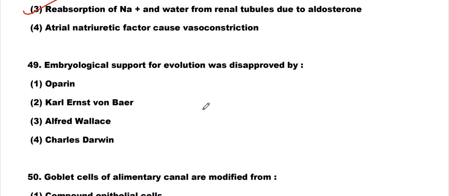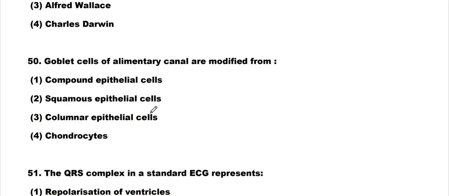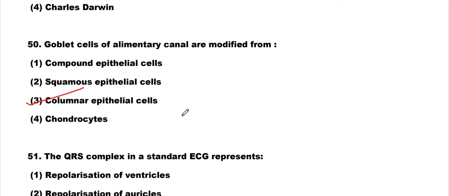Next, embryological support for evolution was disproved by. The straight away answer for this is Von Baer. Next, goblet cells of alimentary canal are modified. Goblet cells are nothing but the mucus secreting cells, and these goblet cells or mucus secreting cells are the columnar epithelial cells, which are simple columnar epithelial cells. Answer is 3 for this.